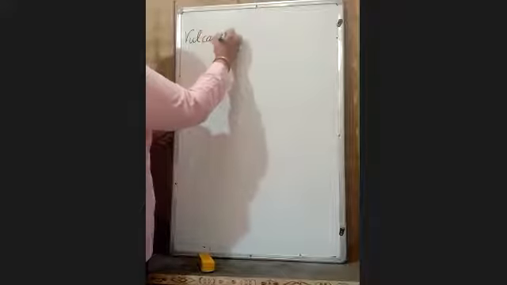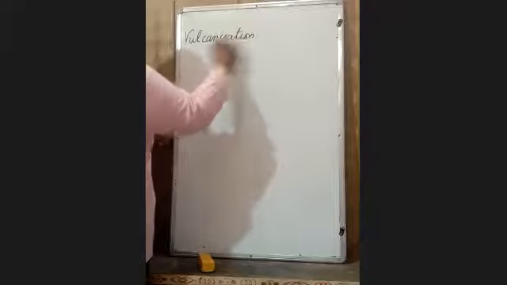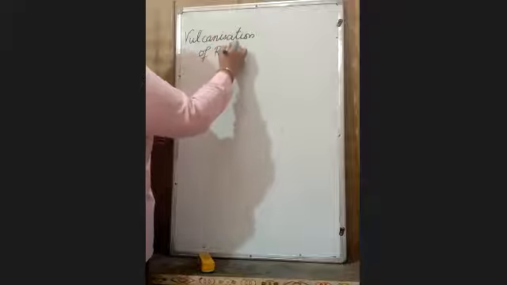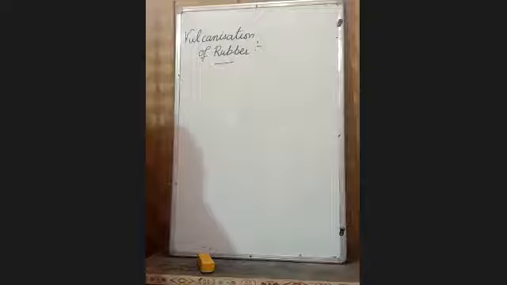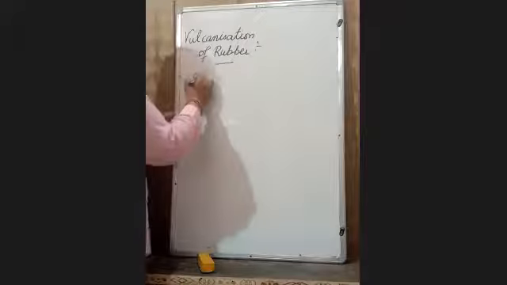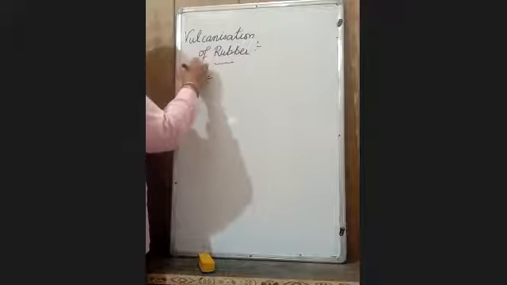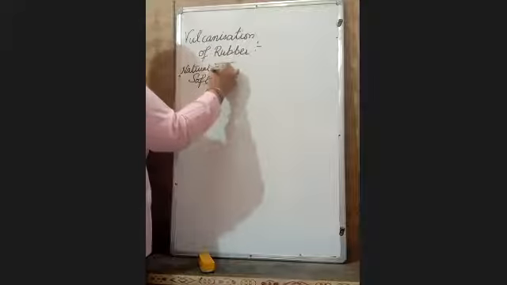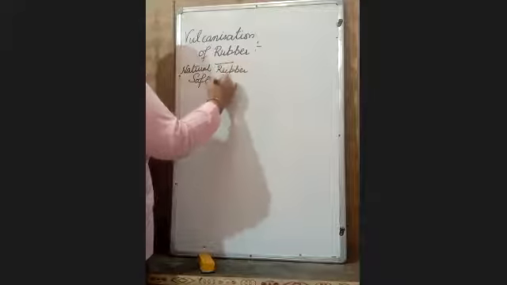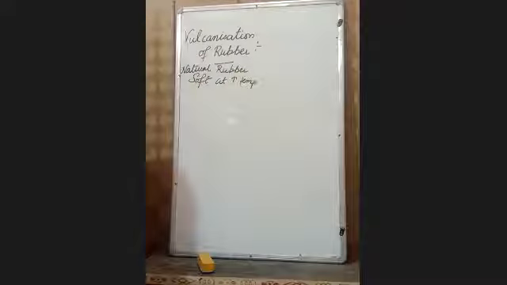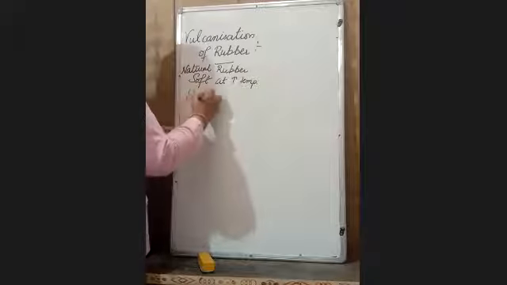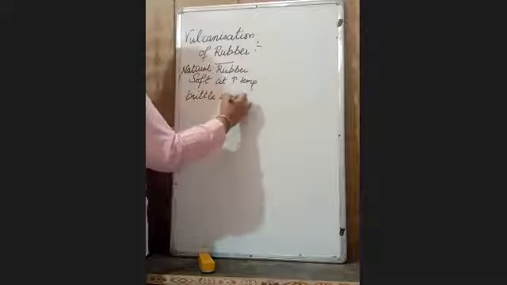Vulcanization of rubber. Small topic. It can come in 1-2 marks only. You know, my dear students, your natural rubber is very soft at high temperature. It cannot withstand high temperature. It is very brittle at low temperature. It easily breaks.